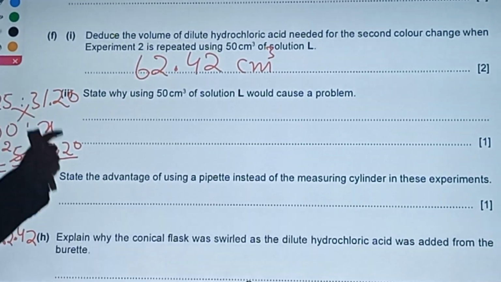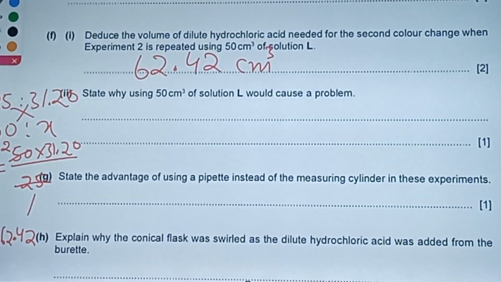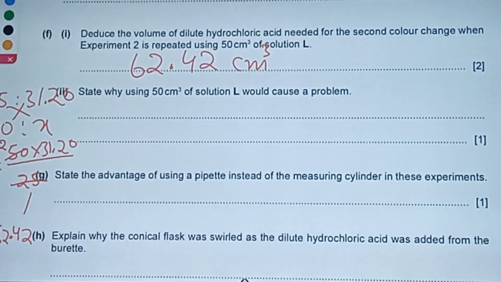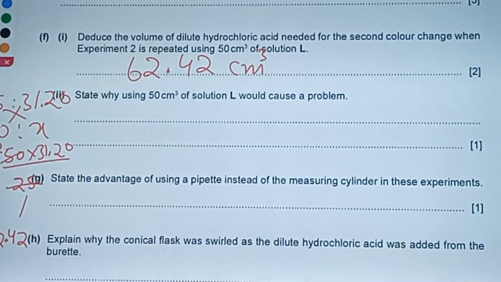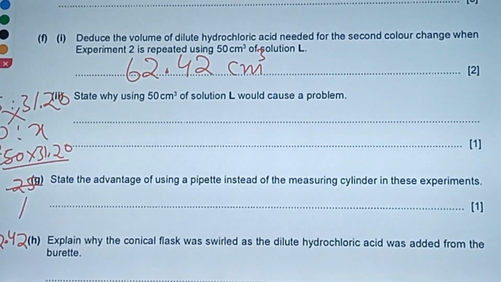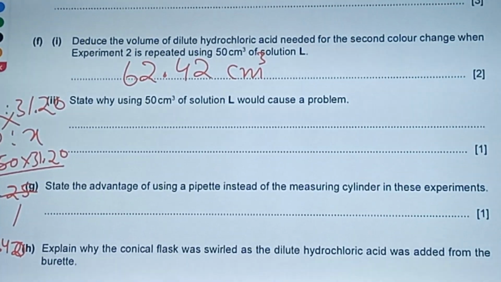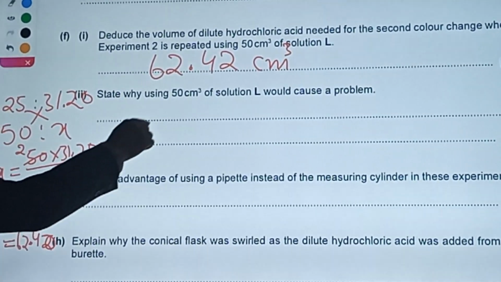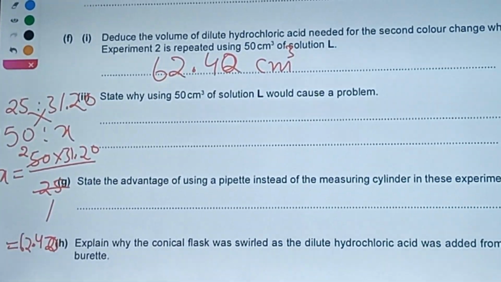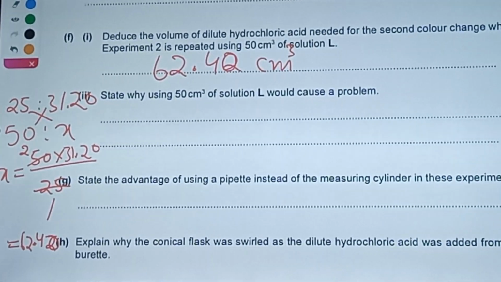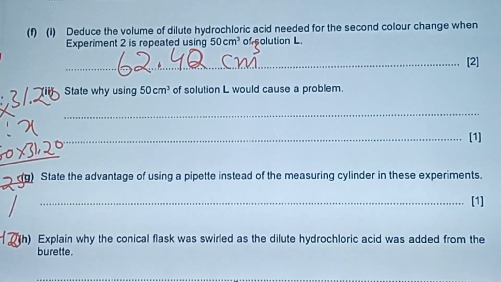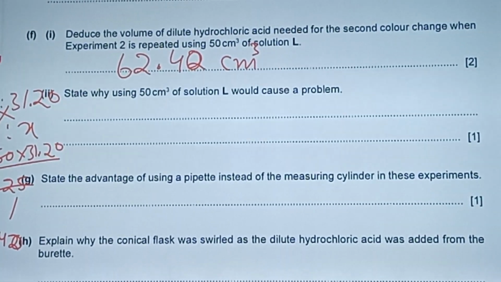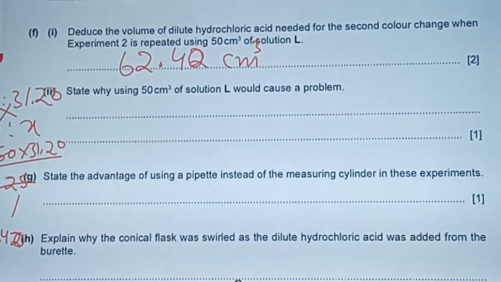Okay. Then state why using 50 centimeter cube of solution would cause a problem. The problem is that the total capacity of the burette is fixed at 50. So where you start? Okay, sorry, the calculation was a little wrong. Instead of this, we have to take 0, so 62.40 instead of 62.42. Just a multiplication error. So you have to multiply using your calculator. Sometimes your mental math may cause some problems.